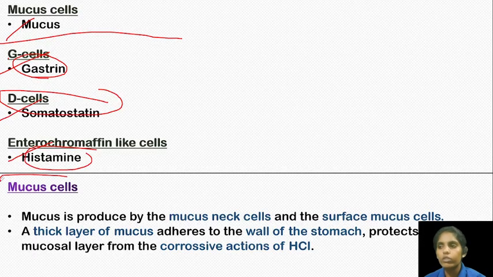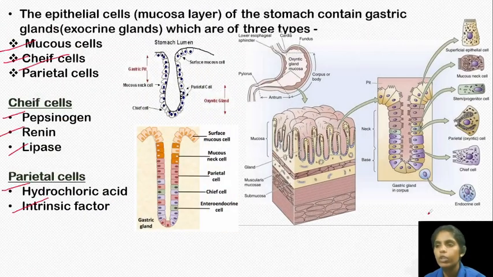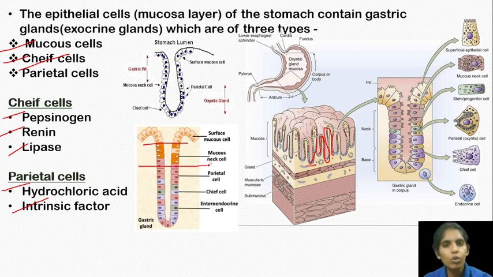Now coming to the mucus cells, let us discuss in detail. Mucus is produced by the mucous neck cells and also the surface mucus cells. Here I will show you. I have told you that the inner lining of the stomach is present in the form of folds. So these are the folds. If we zoom into a single fold, this is the surface. The surface has surface mucus cells and the neck portion has the mucous neck cells. These two types of cells, the surface mucus cells and the mucous neck cells, will secrete the mucus.